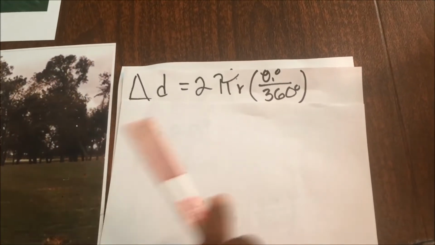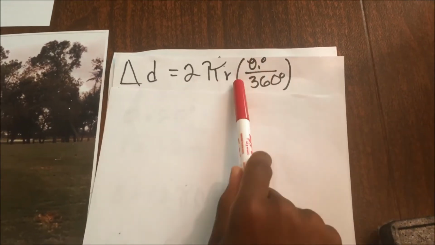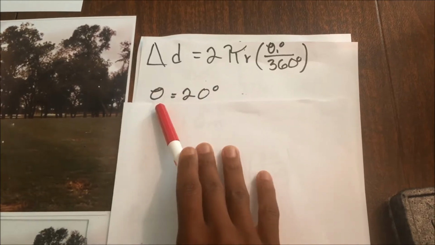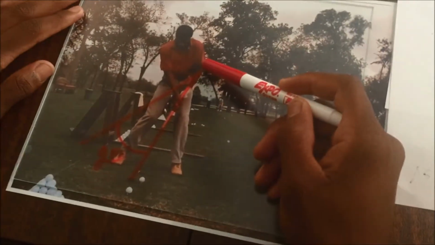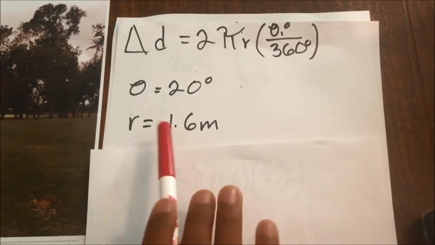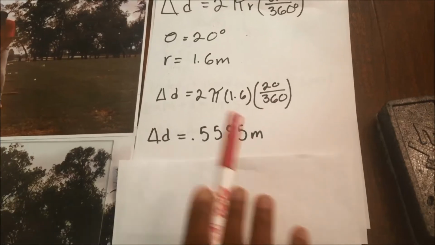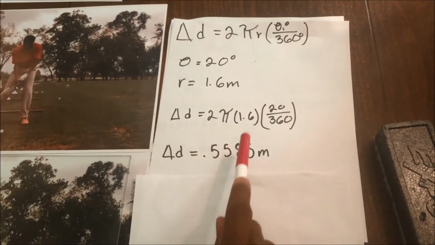Now that we know the angle is 20 degrees, we can use the equation 2 pi r multiplied by angle over 360 degrees. We know that our angle is 20 degrees, and by adding the length of my arm with the length of my golf club, I can get the radius 1.6 meters. We can plug in our information into our equation to see the change in distance is 0.558 meters.